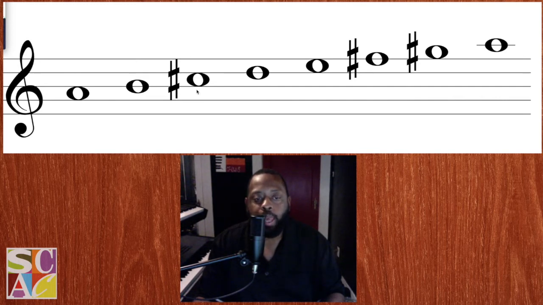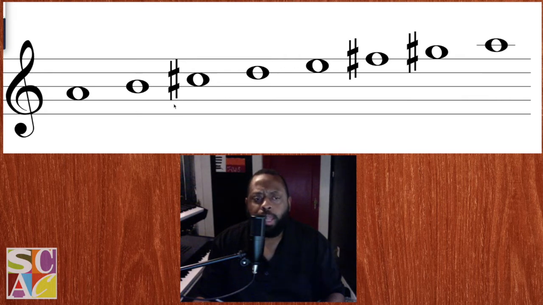But you would say C sharp. You would not say sharp C. You would simply say C sharp. Now, if you were writing out the scale to A, this is how it will look like.